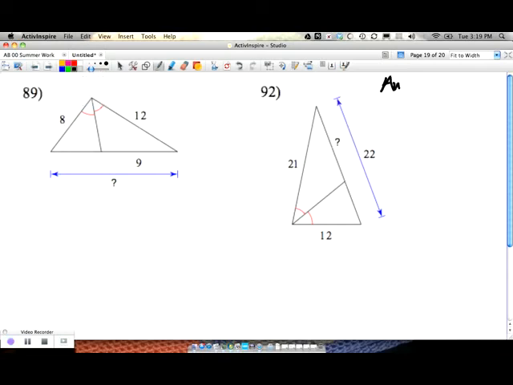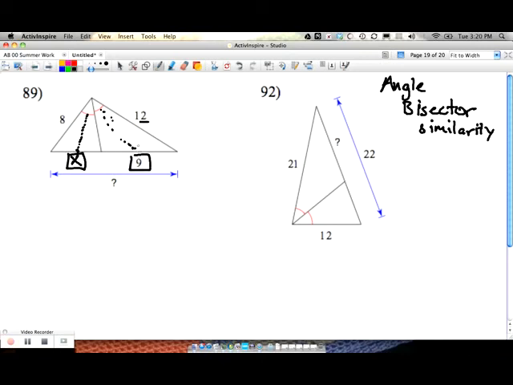Okay, now we're looking at something called the angle bisector. Angle bisector similarity. The similarity taking place here says that this angle is proportional with this side and its arm. So that means that this angle is proportional with the 9 and its arm there. What does that mean? Well, let's call this piece x. We don't know what that is. But I know that x and 9 are corresponding. So then 8 and 12 are corresponding.